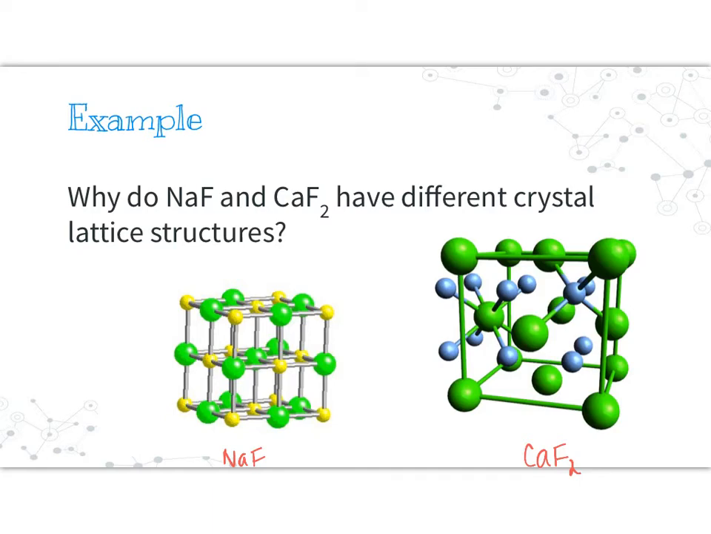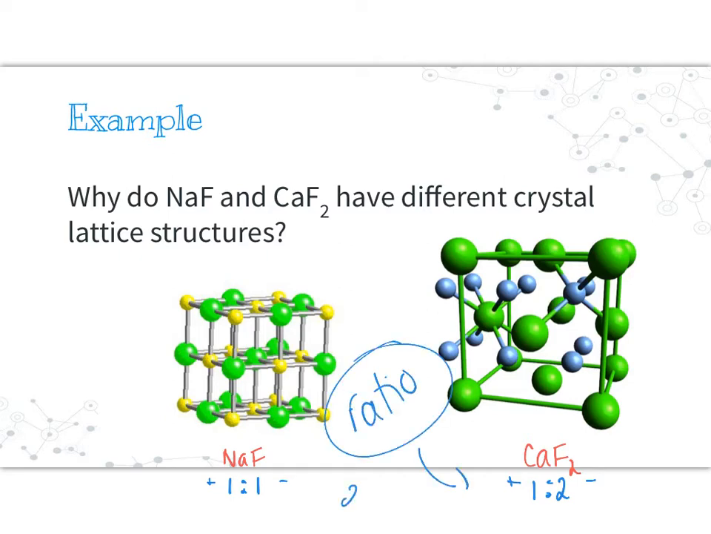The ratio of positives to negatives here is 1-to-1 because we require 1 sodium for every 1 fluorine. The ratio of positives to negatives over here is 1-to-2. We require 2 fluorines for every 1 calcium. Therefore, we must be packing twice as many fluorines in as calciums. So the difference here is because of the different ratios. We have 2 times as many negative ions to fit into the crystal.